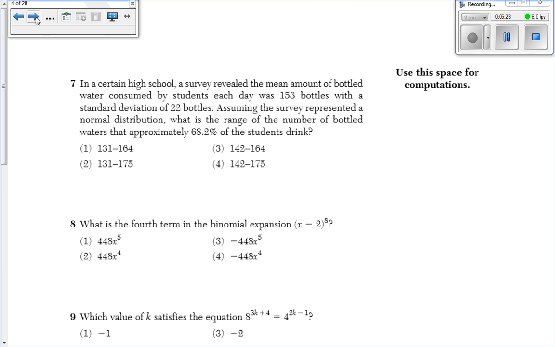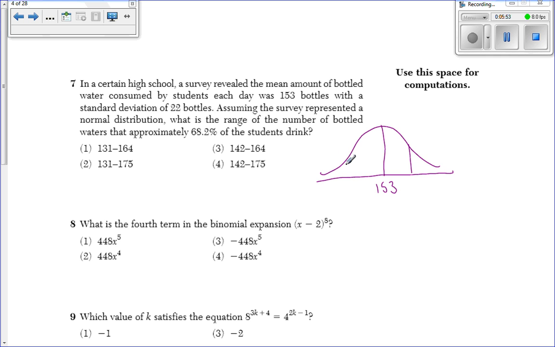For number 7, in a certain high school, a survey revealed the mean amount of bottled water consumed by students each day was 153 bottles, with a standard deviation of 22 bottles. The mean is 153. Assuming the survey represented a normal distribution, what is the range of the number of bottled waters that approximately 68.2% of the students drink?